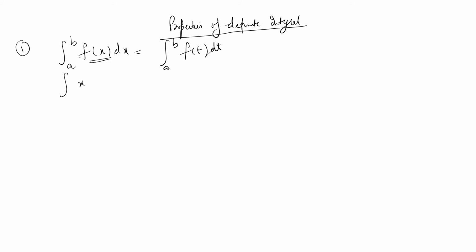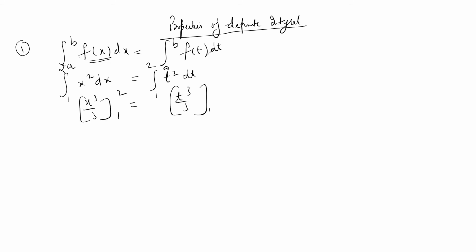For example, x square dx from 1 to 2 or t square dt from 1 to 2. You know the integral will be x cube by 3 and I have to evaluate from 1 to 2, right? It will be t cube by 3 and I have to evaluate from 1 to 2. So you will find that the answer is going to be the same, isn't it?